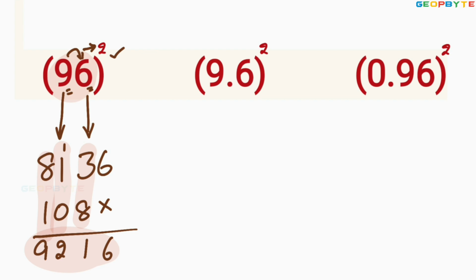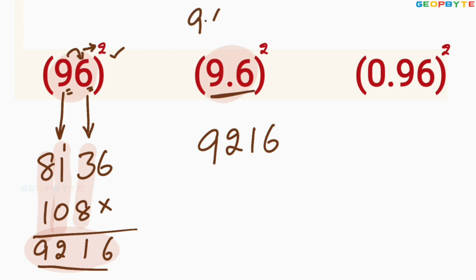Similarly, for 9.6 whole square also, you first write this value, 9216. You know 9.6 whole square equals what? 9.6 into 9.6. You count the number of digits, 1, 2, after the decimal. After 2 places, you mark the decimal point for getting your answer. 92.16 is the value of 9.6 whole square.